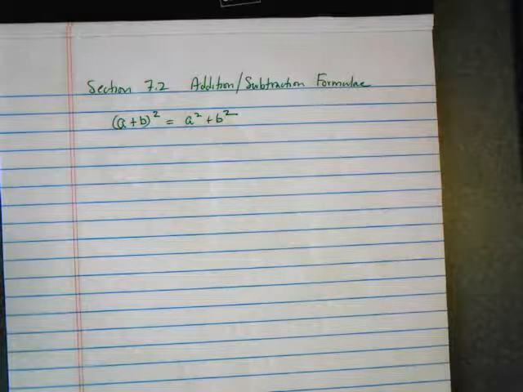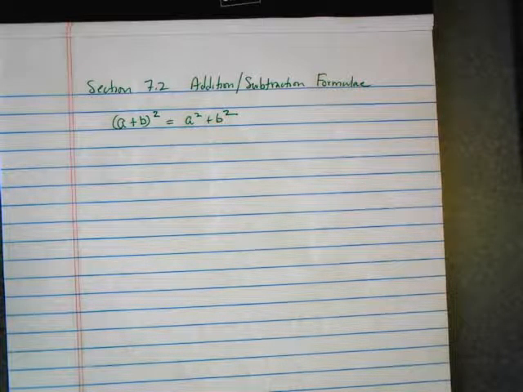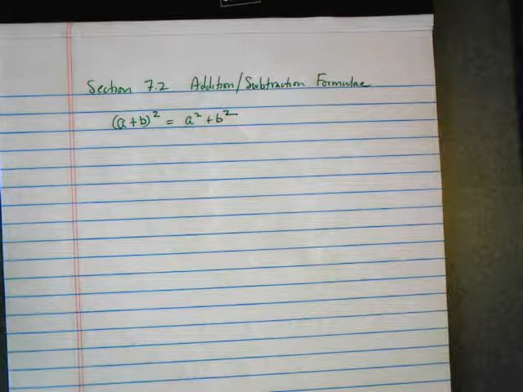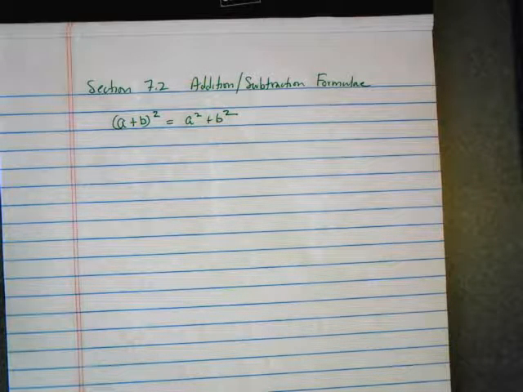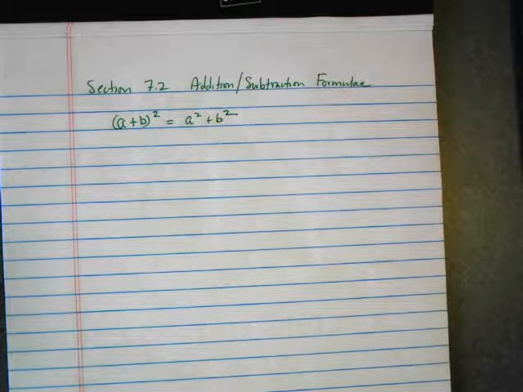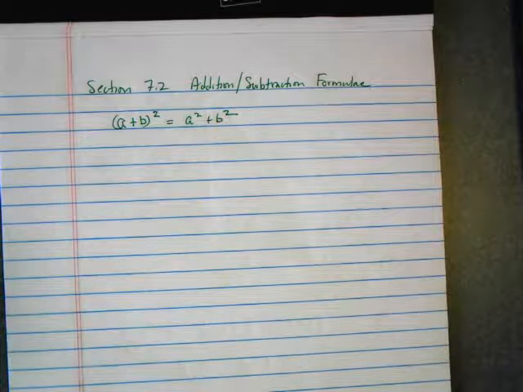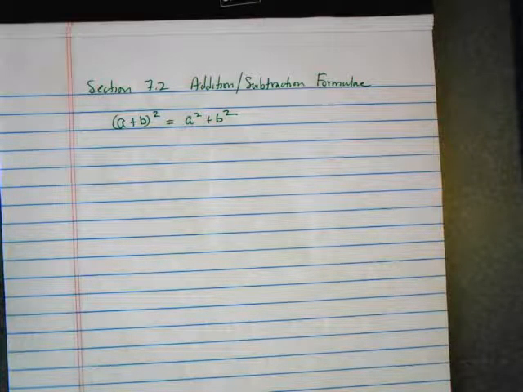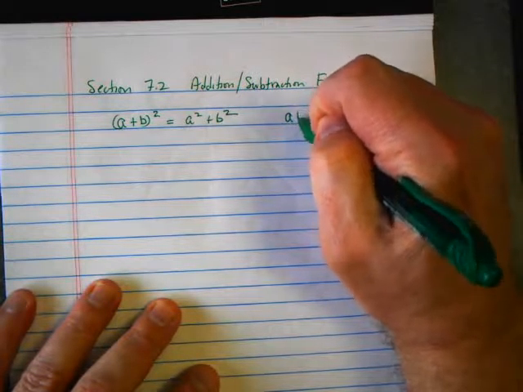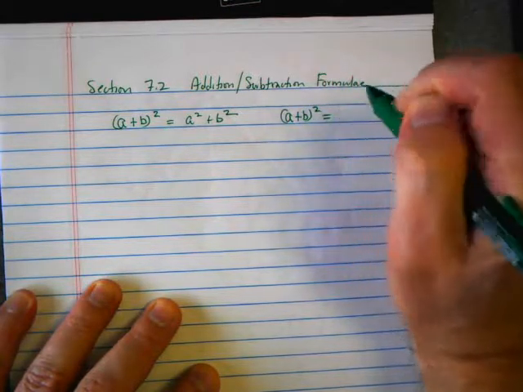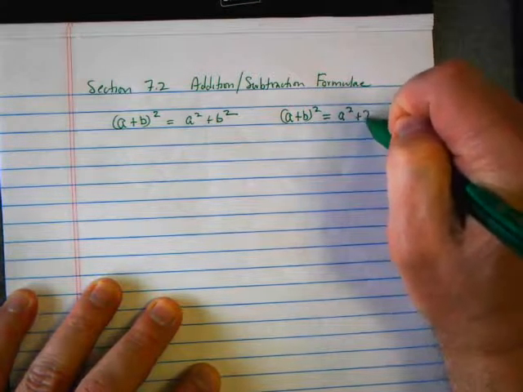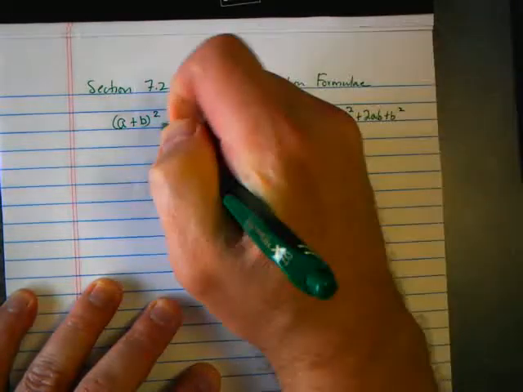Alright. (A plus B) quantity squared equals A squared plus B squared. True or false? True. At least one of you is wrong. It's false? No, but that's closer. A squared plus 2AB. (A plus B) squared, if you distribute that out, you get A squared plus 2AB plus B squared. So this is false.